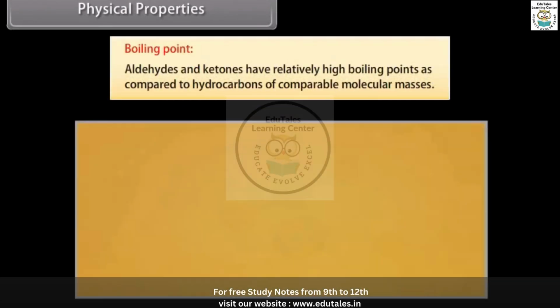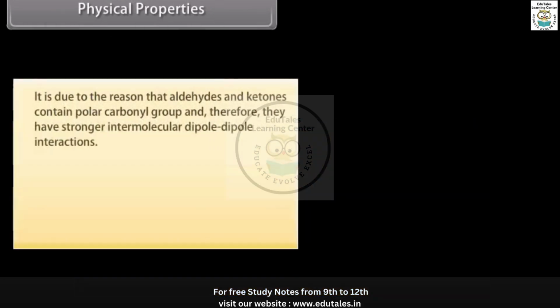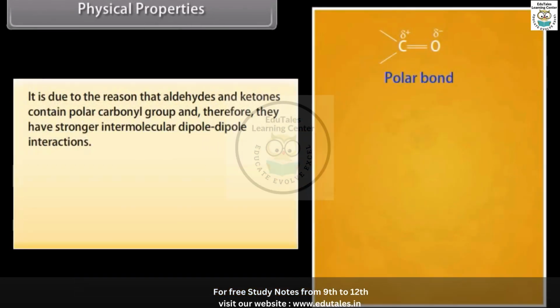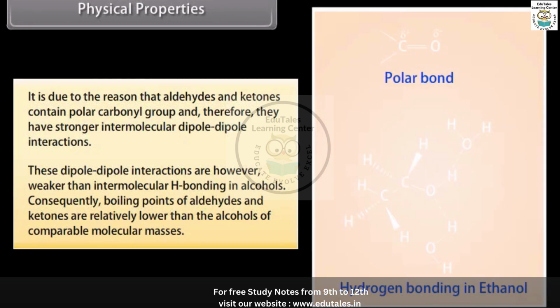Physical properties. Boiling point. Aldehydes and ketones have relatively high boiling points as compared to hydrocarbons of comparable molecular masses. It is due to the reason that aldehydes and ketones contain polar carbonyl group and therefore they have stronger intermolecular dipole-dipole interactions. These dipole-dipole interactions are, however, weaker than intermolecular hydrogen bonding in alcohols. Consequently, boiling points of aldehydes and ketones are relatively lower than the alcohols of comparable molecular masses.